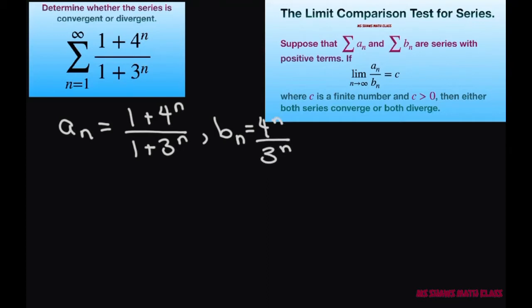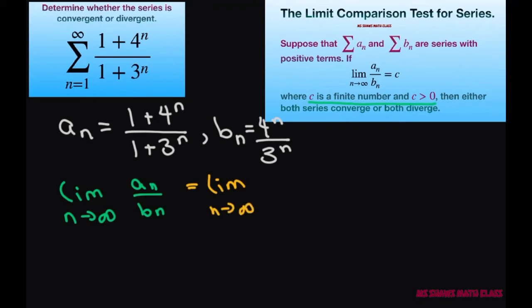By our limit comparison test, this would be the limit as n approaches infinity of a sub n divided by b sub n, which equals c. If c is a finite number greater than 0, then either both series converge or both series diverge. So this is going to equal the limit as n approaches infinity of 1 plus 4 to the power of n divided by 1 plus 3 to the power of n, divided by 4 to the power of n divided by 3 to the power of n.